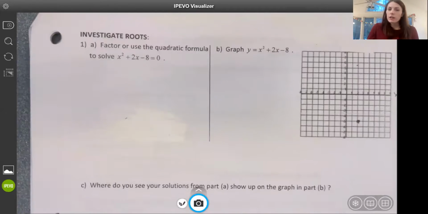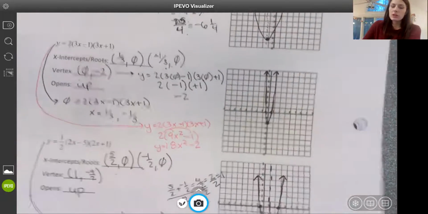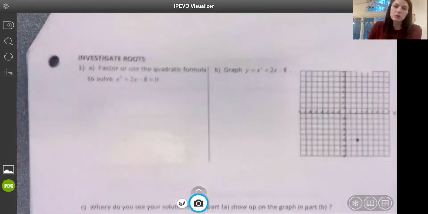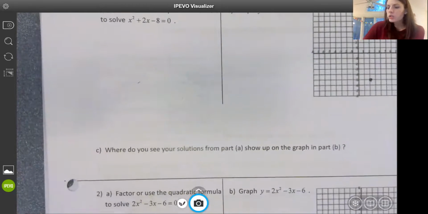Okay, so on Friday, we took part of our notes for, I think this is notes number 7. I'm still in note 7. Here are the graphs we did with intercept form. I'm just on the next page, and we're just going to finish up the thoughts here that are on the last page.